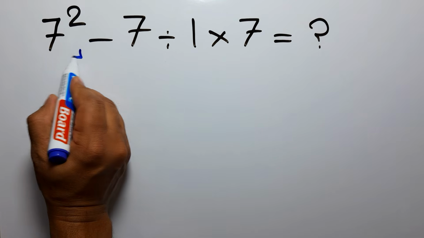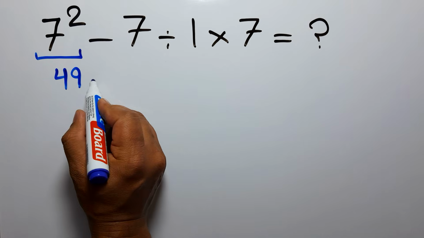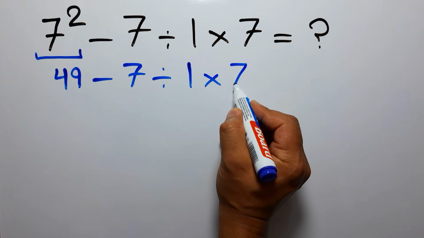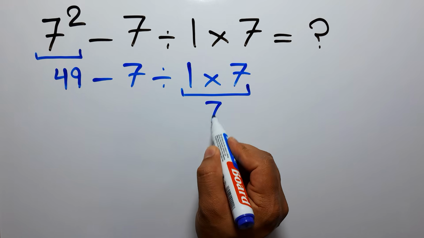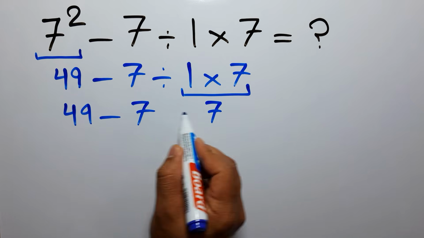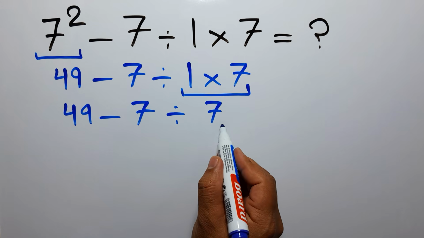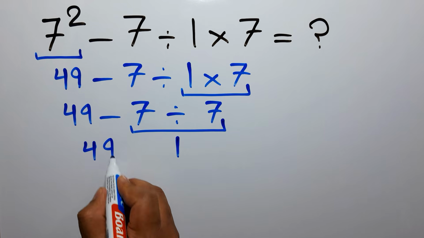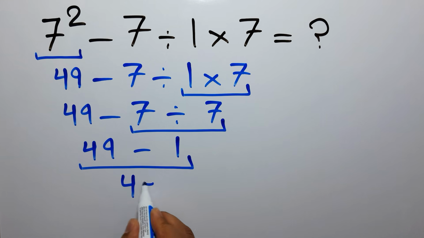7 squared gives us 49. So we have 49 minus 7 divided by 1, then times 7. Now 1 times 7 equals 7. So we have 49 minus 7 divided by 7. Okay, 7 divided by 7 is just 1. So we have 49 minus 1, which equals 48.